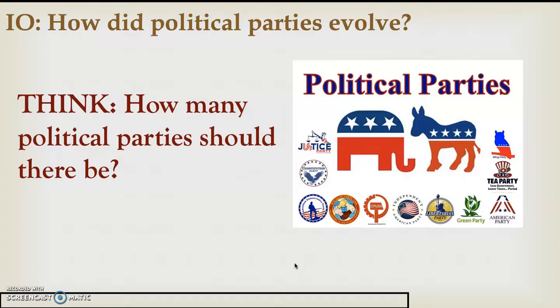Today, we are going to continue our political parties discussion by talking about how did political parties evolve? Because believe it or not, it didn't always look like it looks now. It's not like we were founded in 1776 and we had the Democrats and Republicans as we have them today. They've evolved quite a bit over history.